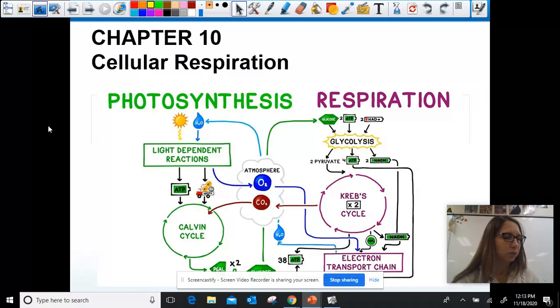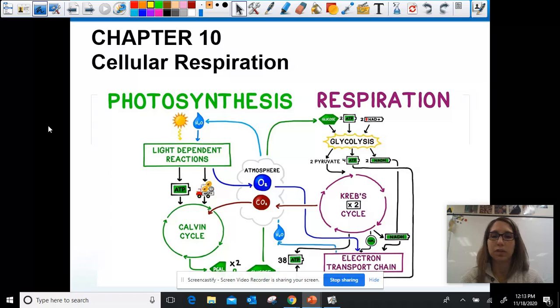So go ahead and get the heading here for right now. It's chapter 10, cellular respiration. And if you look at the image here on this first slide, obviously what we'll be doing throughout this chapter is kind of comparing this to what we learned about photosynthesis in chapter 9 and look at, how is cellular respiration similar to that, and also how is it going to be different from what we've been talking about.